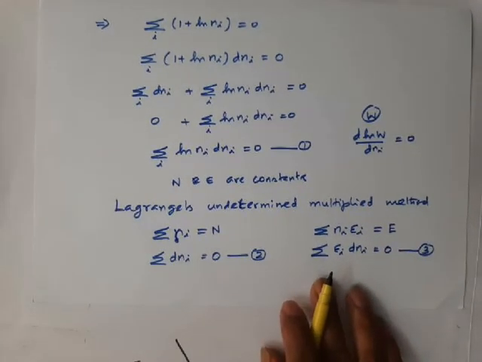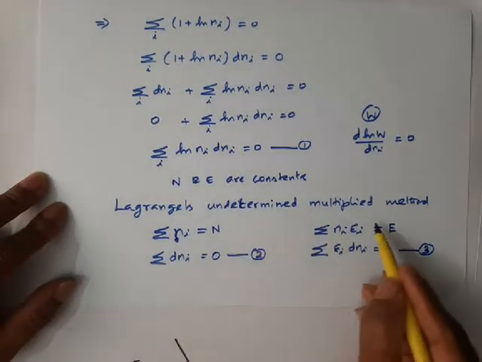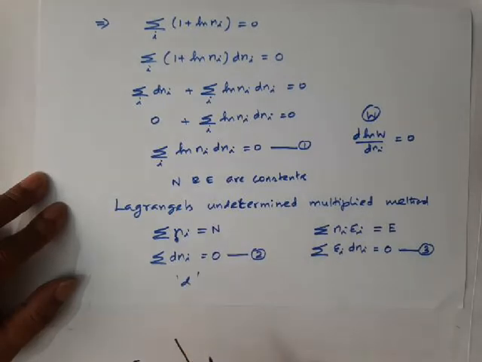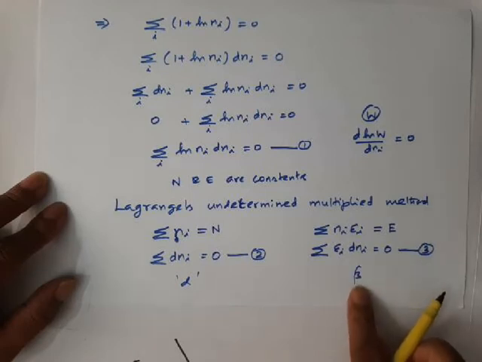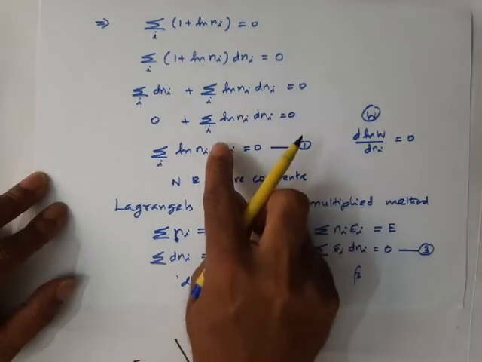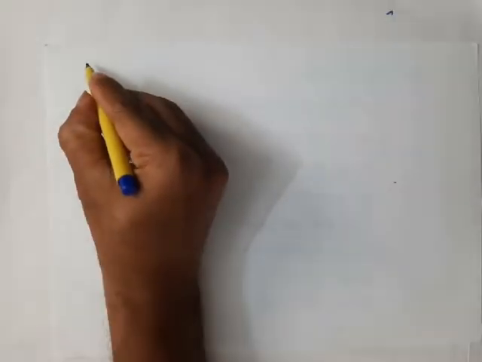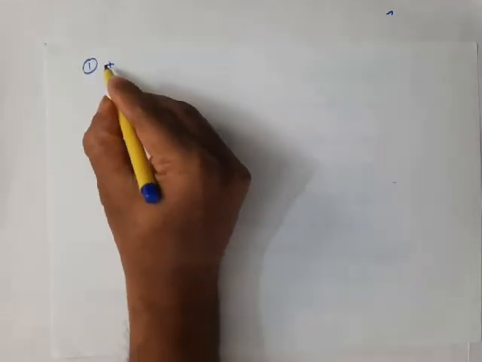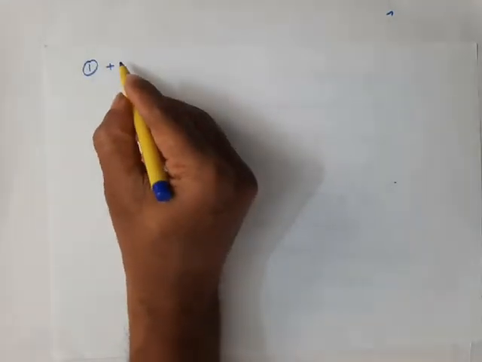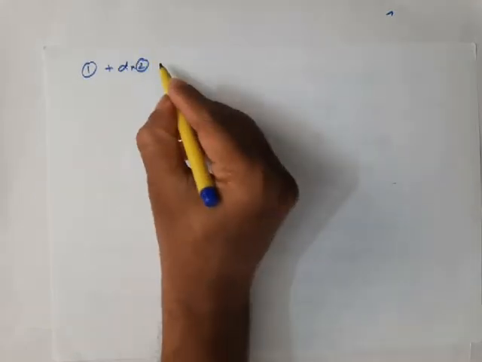Now what I am going to do is multiply equation 2 by an undetermined multiplier, Lagrange undetermined multiplier alpha, and multiply equation 3 by another Lagrange undetermined multiplier, beta. Then I am going to add equations 1, 2 and 3. I will write in the next page. Before that, I have to multiply equation 2 by alpha and equation 3 by beta.